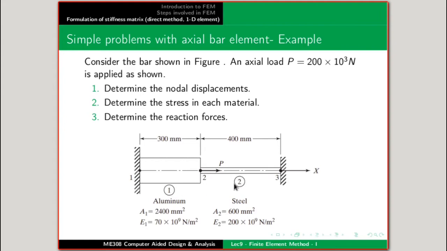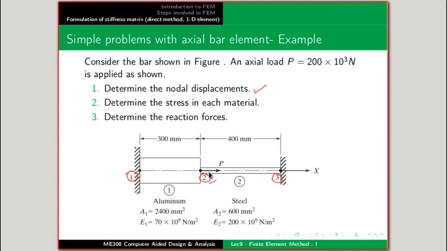So since we have two elements, we will have 3 nodes: node 1, node 2 and node 3. If we see the displacement, at first we have to calculate the nodal displacement. At node 1 and node 3, the bar is fixed. It's constrained at node 1 and node 3. So there is no displacement at node 1 and node 3. Only node 2 will have some displacement. So we have to calculate the displacement at node 2 and determine the stress in each material.